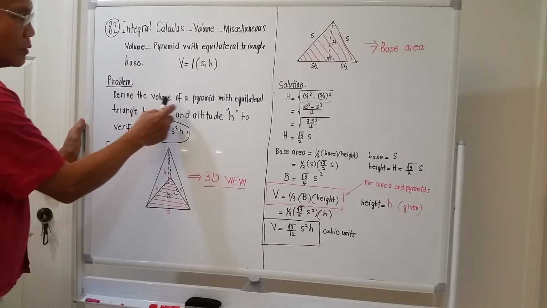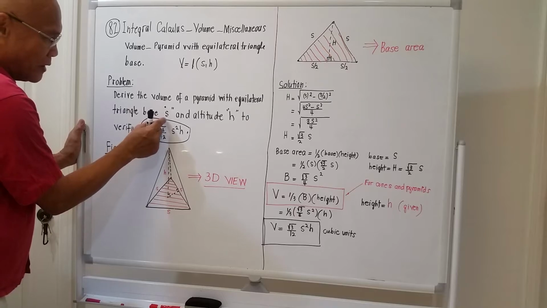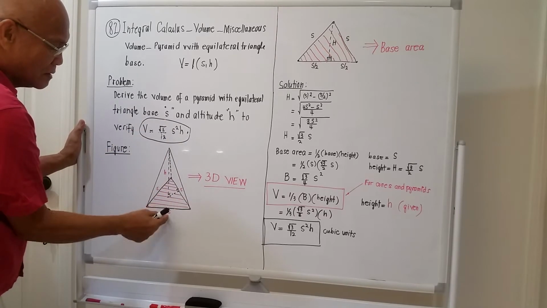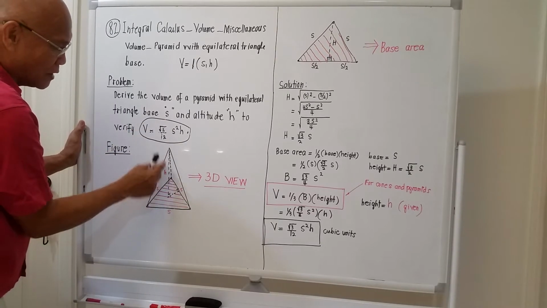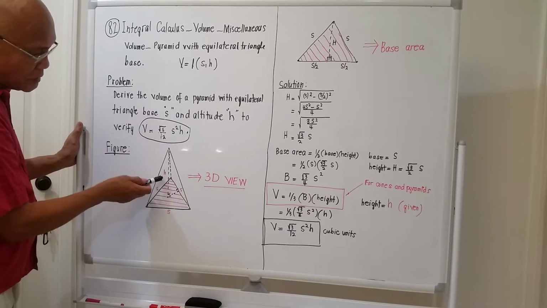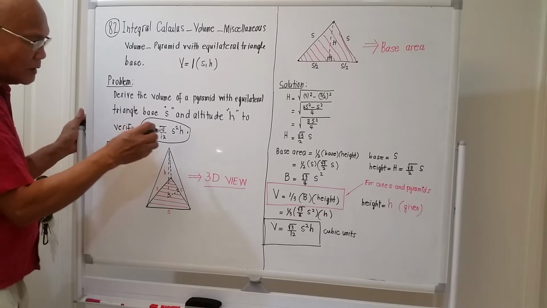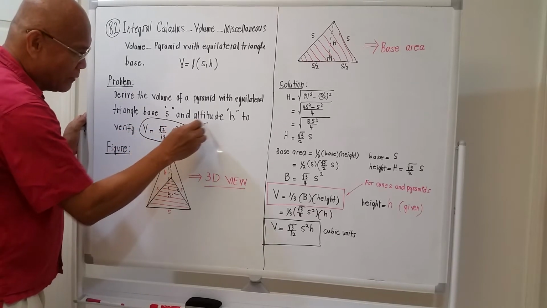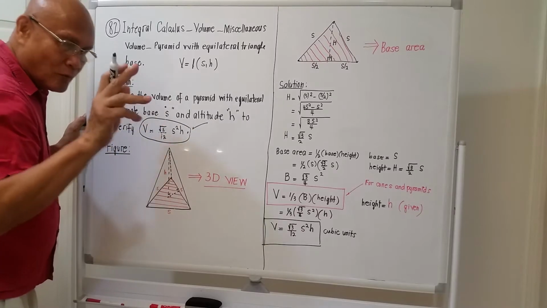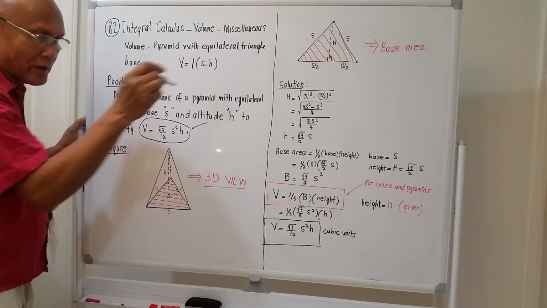So derive the volume of a pyramid with equilateral triangle base, and the length of the base is S, and the altitude is H. Center point, vertical line, this is H. So the problem is asking, we try to verify if the derived volume yesterday, which is square root of 3 over 12 S square H, is correct.